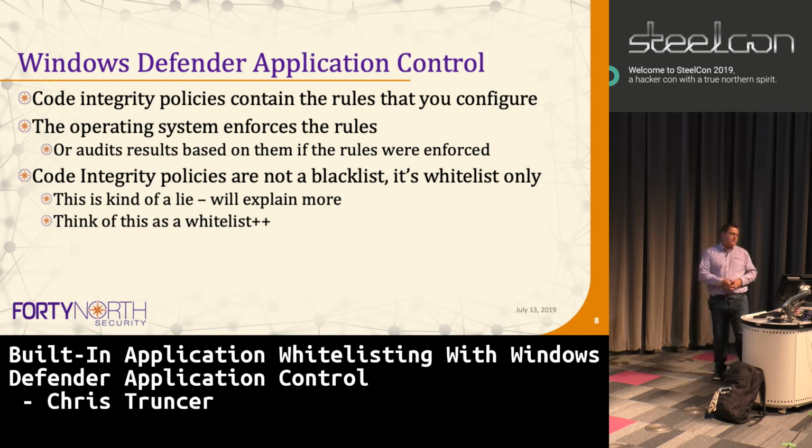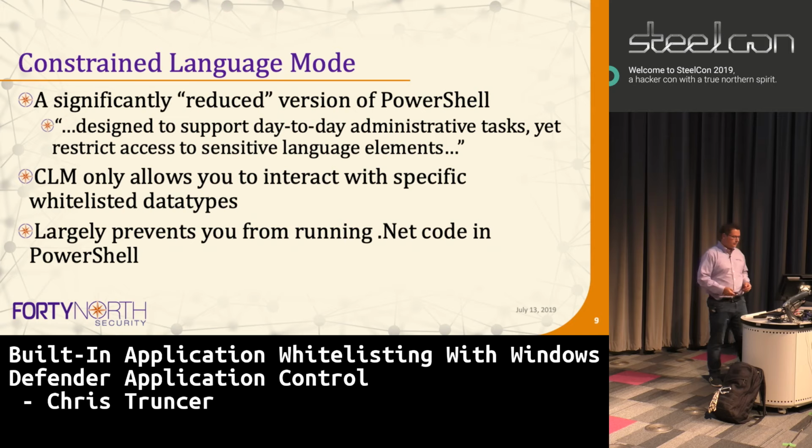Code integrity policies, you can kind of think of as not really a blacklist. It's whitelist only, but that's kind of a lie, where we can actually get around it and state "I don't want this to run" by making a rule in a very specific way, which we'll show in just a second. You can think of this more as a whitelist plus plus, because that's really what it's designed for, where you only state what's trusted versus don't trust something.